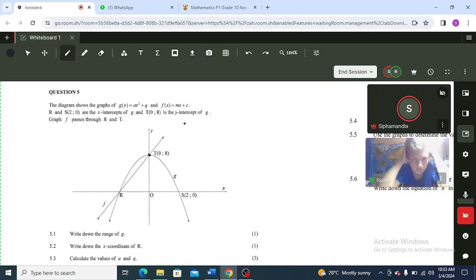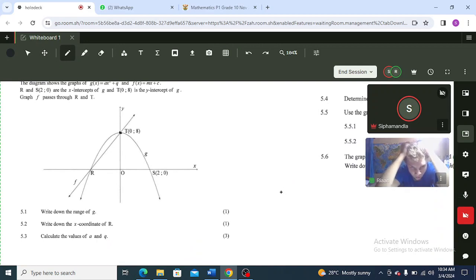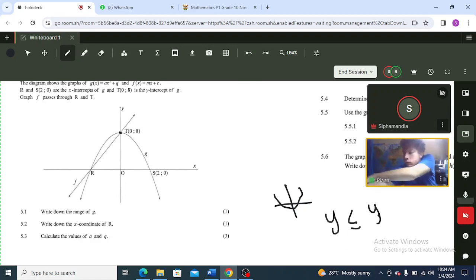Yes. Right? So since this is the case, before we do that, let's just answer the question accordingly. So the first question, which is 5.1, they say write down the range of g of x. Now, remember, if you write the range, the graph that is given here is a smiling graph. So the range will be y less than or equal to yt, the y value at the turning point. Sorry, if you have a smiling graph like this.